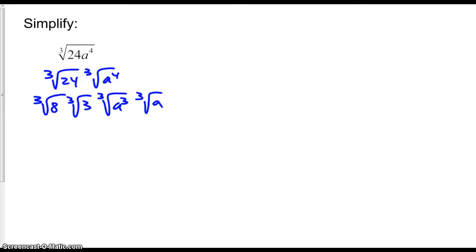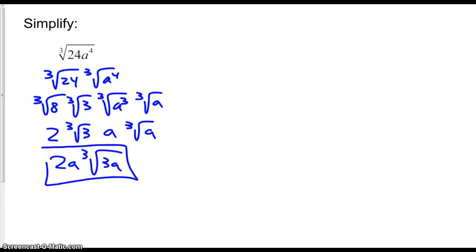So this would become a 2. This would be cube root of 3. This would become a, because it's a to the 3/3, which is 1, and then cube root of a. And if I combine everything outside, it's 2 times a. And then we have the cube root of 3 times a. So it's 2a times the cube root of 3a.